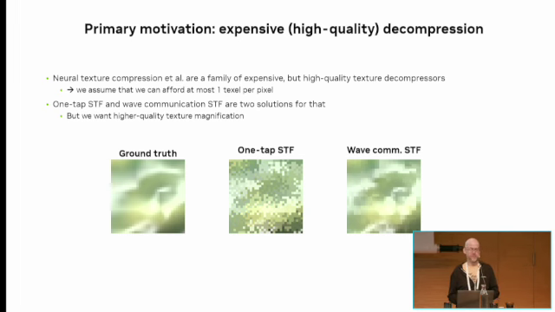So the primary motivation for our work is that recently a family of neural texture compression techniques have appeared, and those are kind of expensive, but usually high quality. And so our assumption is that we can afford at most one texel per pixel. So one-tap SDF and wave communication SDF are two solutions for that, but as you can see in the images here, we would like to get a little bit better quality than that. In fairness, I should say that those techniques are often used with some kind of denoising, so it could look a lot better than this, and I will show images of that later on.